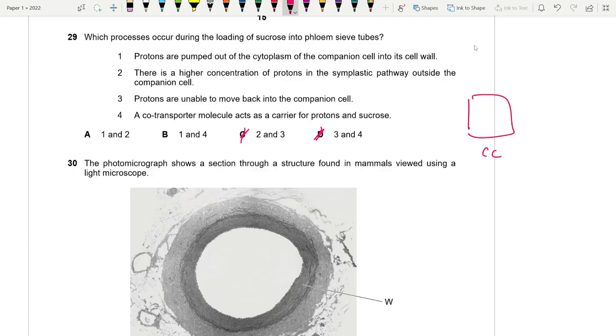This is the companion cell. Cell wall. H plus is pumped in here. Then H plus moves down the gradient with the help of the cotransporter. So the symplastic pathway refers to the intracellular pathway, the pathway within the cell through the plasmodesmata, through the vacuoles. So there is a higher concentration of protons in the symplastic pathway outside the companion cell.